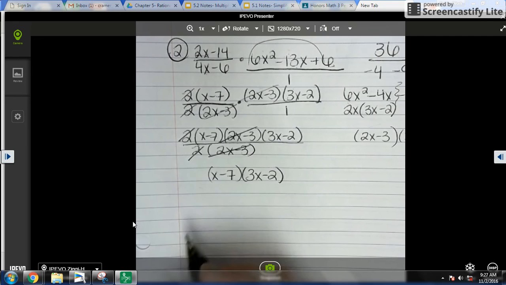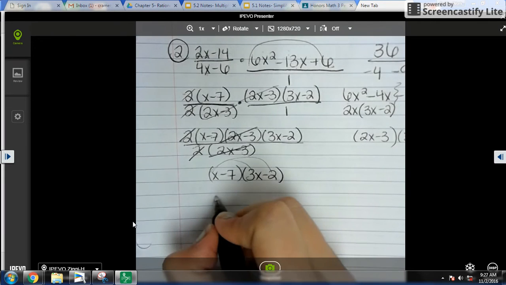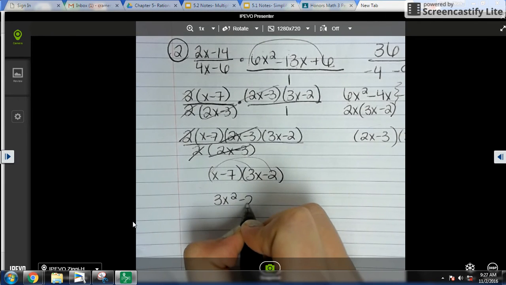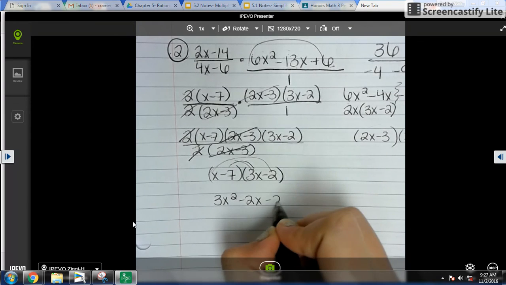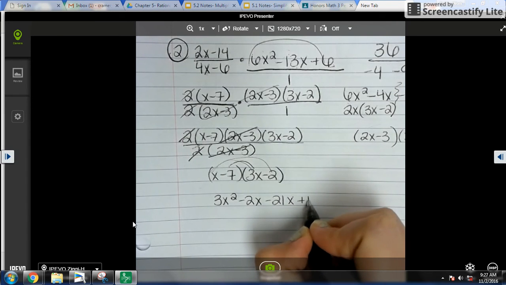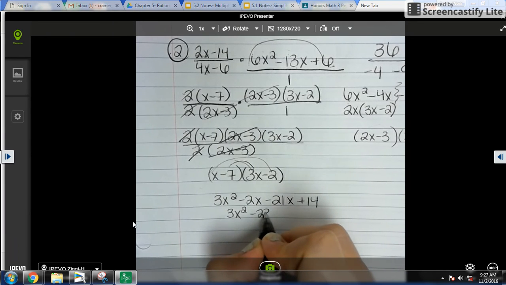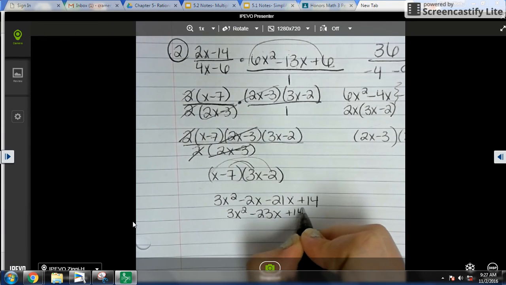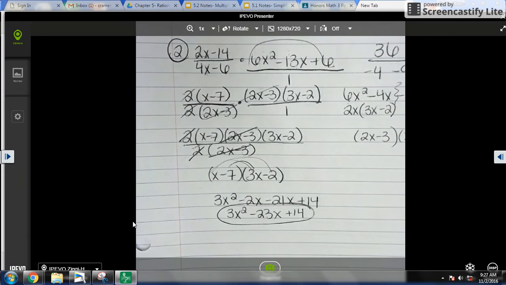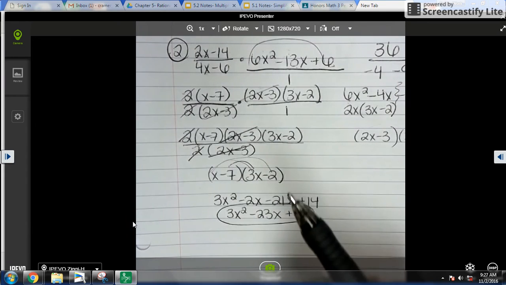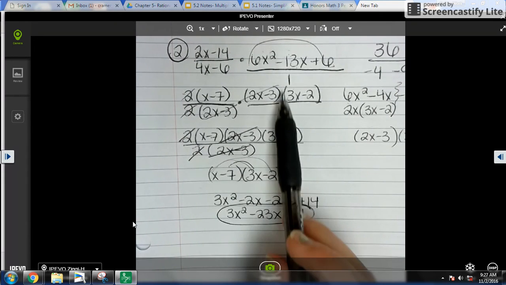And again, we want our answer in standard form, so we're going to double distribute. 3x squared minus 2x minus 21x plus 14 would be 3x squared minus 23x plus 14. That's our final answer. And again, we need to go back to look at our excluded values from the beginning.